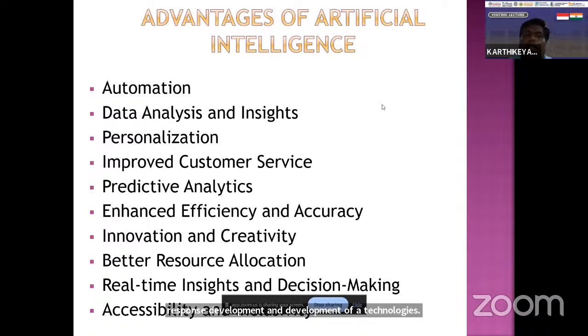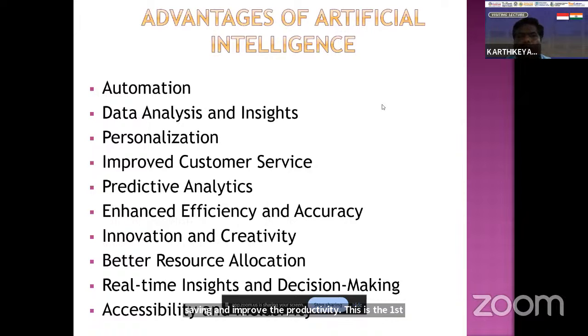And next one is the advantages of artificial intelligence. The first advantage is automation. Automation is nothing but handling repetitive tasks, allowing the organization to streamline processes, reduce manual labor, and increase efficiency. So this leads to cost saving and improved productivity. This is the first advantage.